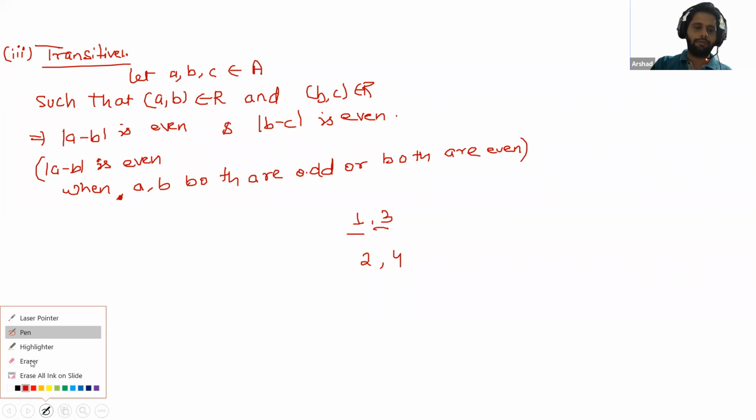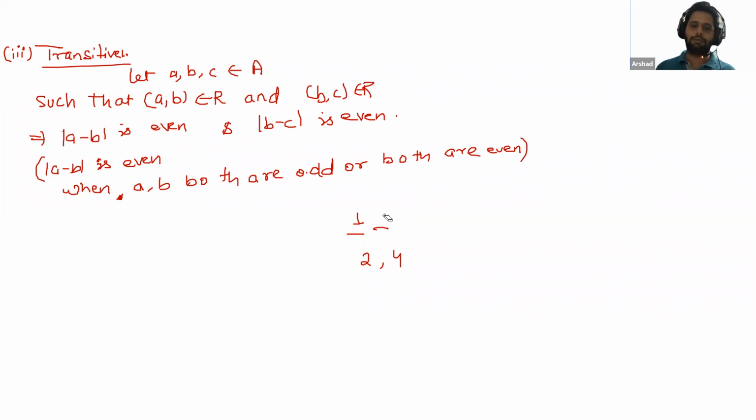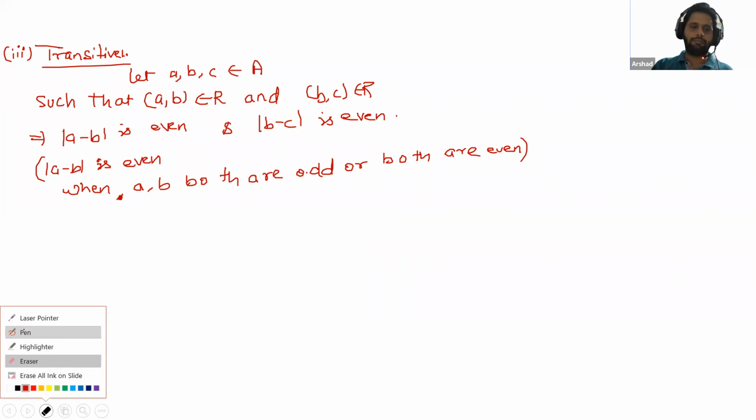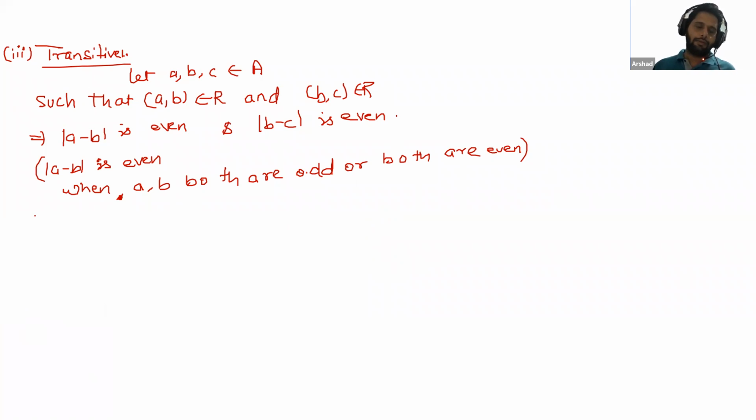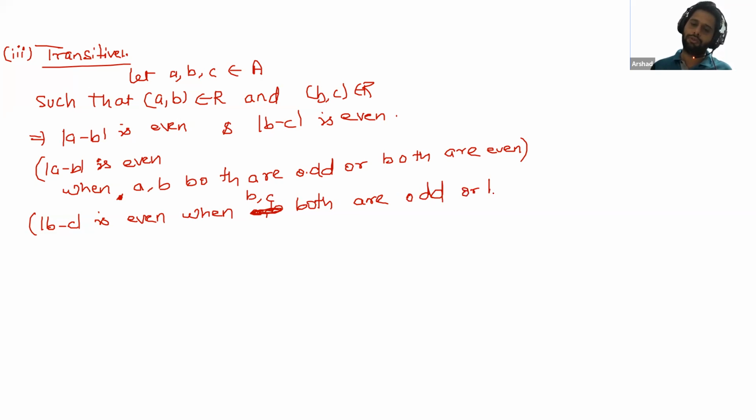Okay, next we will check B minus C. The same condition is for B minus C. In the bracket, we will write modulus B minus C is even when B, comma C both are odd or both are even.